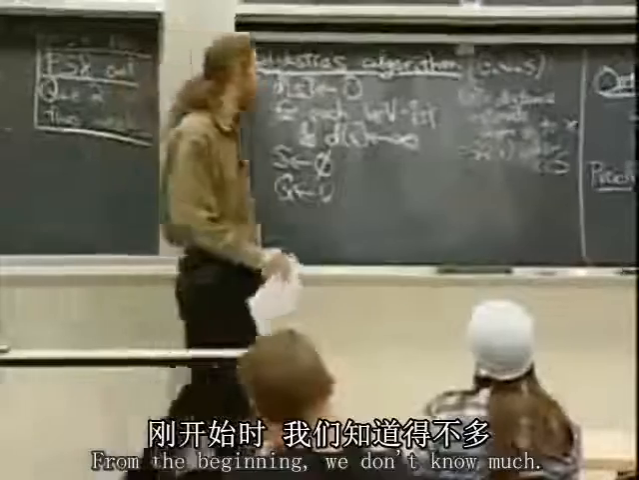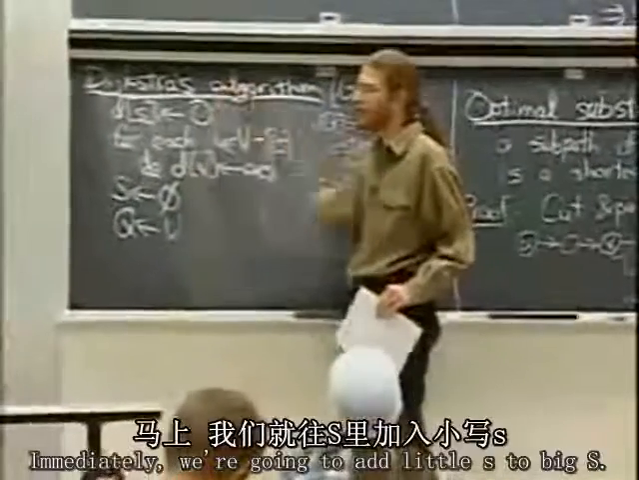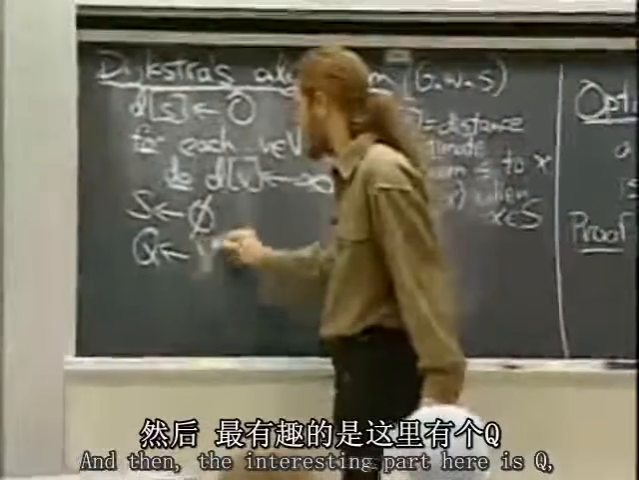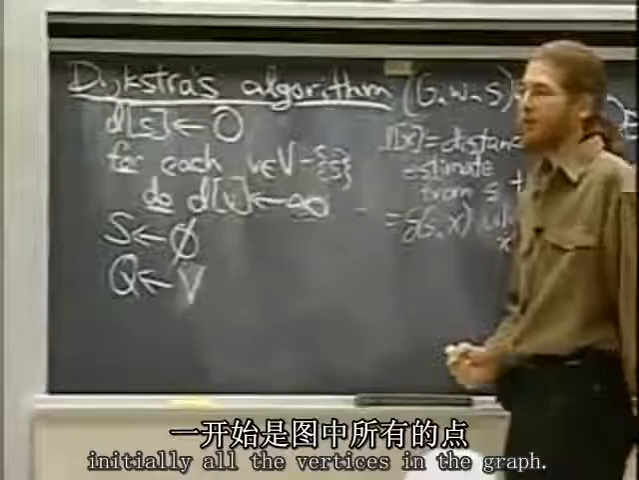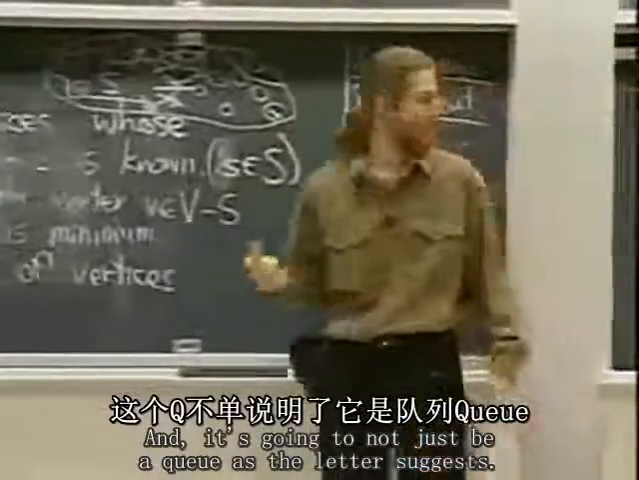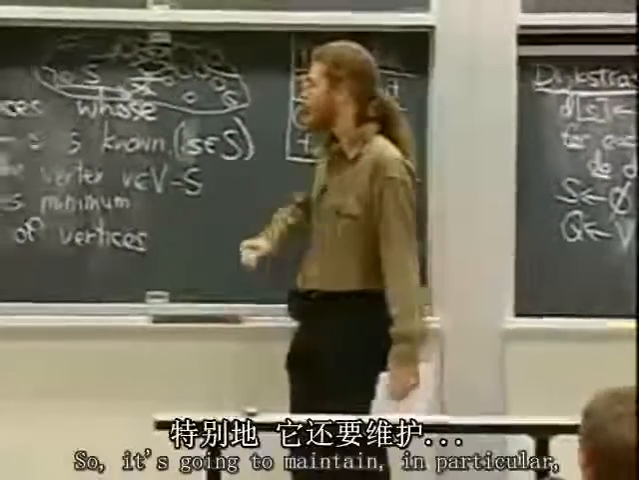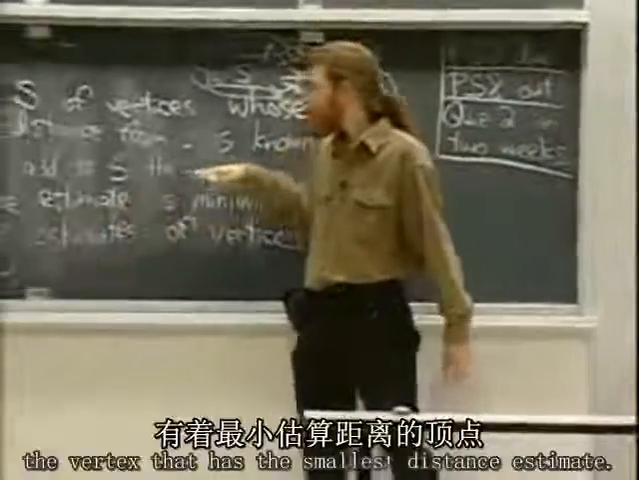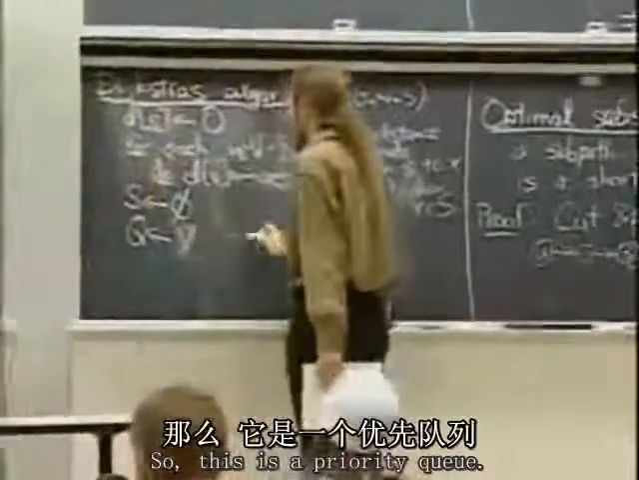From the beginning, we don't know much. Big S initially is going to be empty. Immediately, we're going to add little s to big S. And then the interesting part here is Q, which is going to consist of initially all the vertices in the graph. And it's not just going to be a queue, as the letter suggests. It's going to be a priority queue. So it's going to maintain, in particular, the vertex that has the smallest distance estimate. So this is a priority queue.